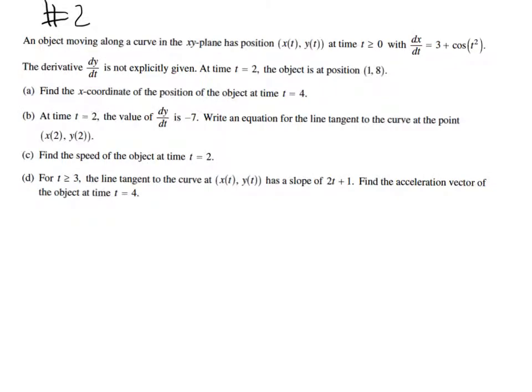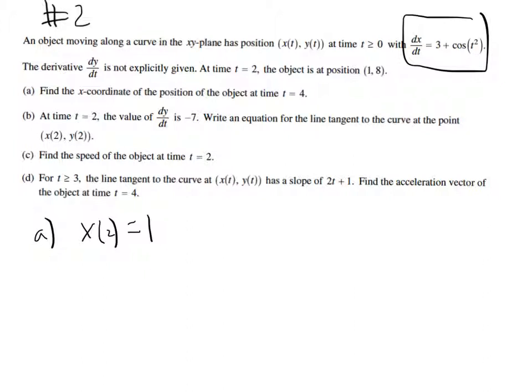All right, so here is number 2. Let's see. The first one, some people knew that it had to do something with the antiderivative of this. Some people tried to find that antiderivative for part A, finding the x-coordinate at position t equals 4. Well, we know that x of 2, from the given, the position at time 2, is 1. And this is a fundamental theorem of calculus problem, part A.